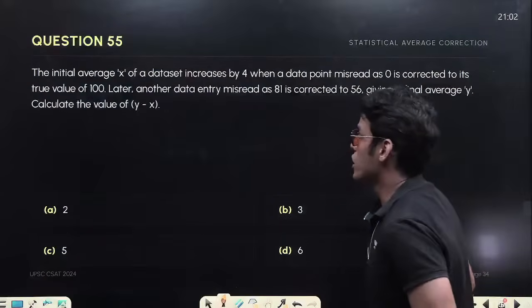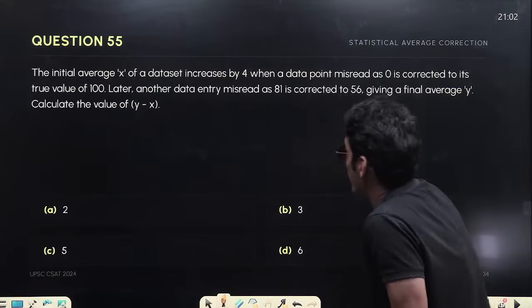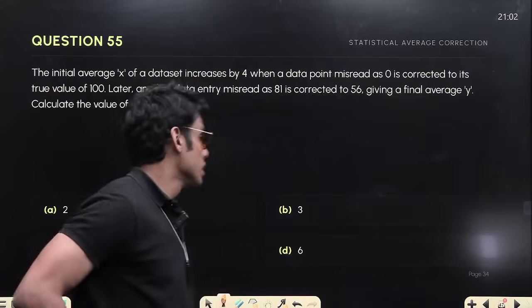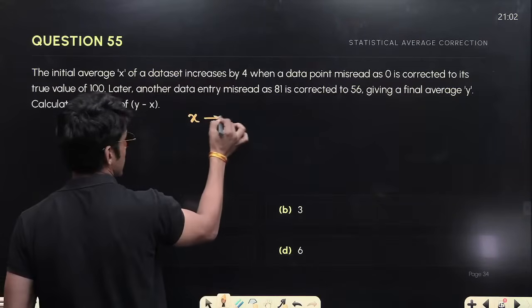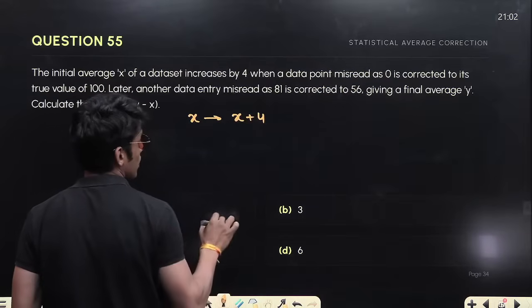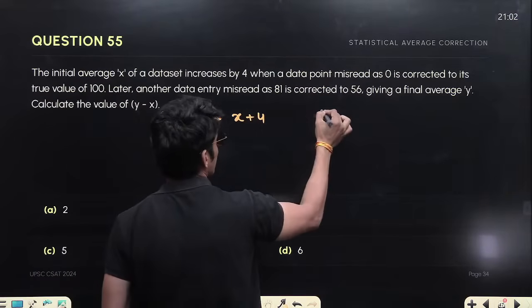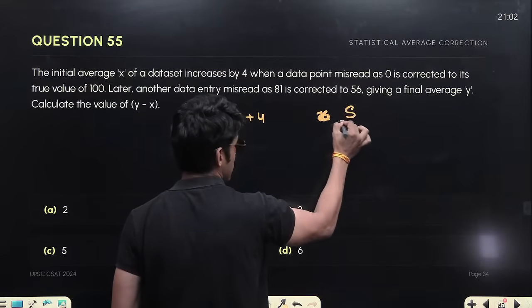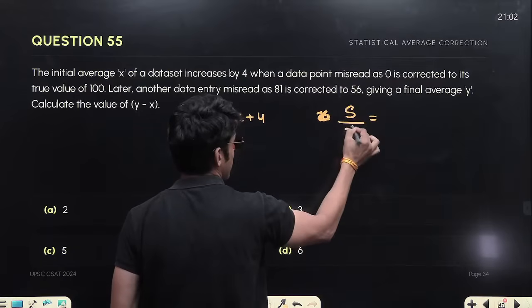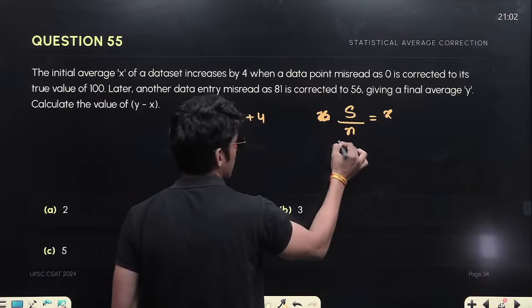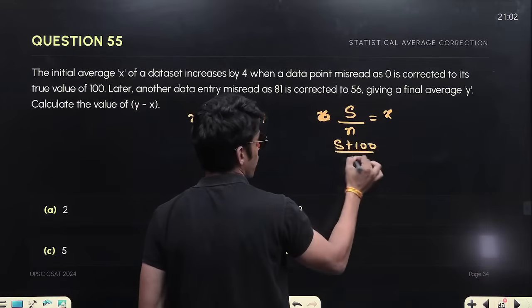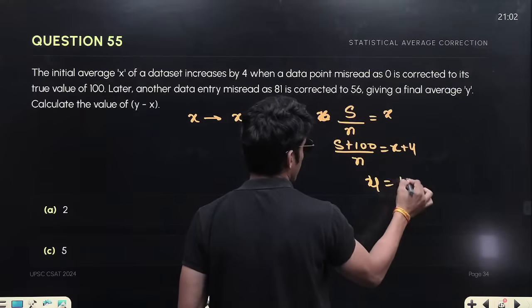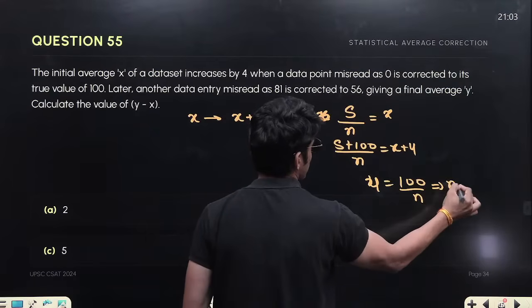Problem 34. The initial average x of the data set increases by 4 when a data point misread as 0 is corrected to its true value of 100. So see, x gets increased to x plus 4. The original sum was s, so s upon n was x. Now s plus 100 upon n becomes x plus 4. So if you subtract them, 4 becomes 100 by n. So your number of students is 25.